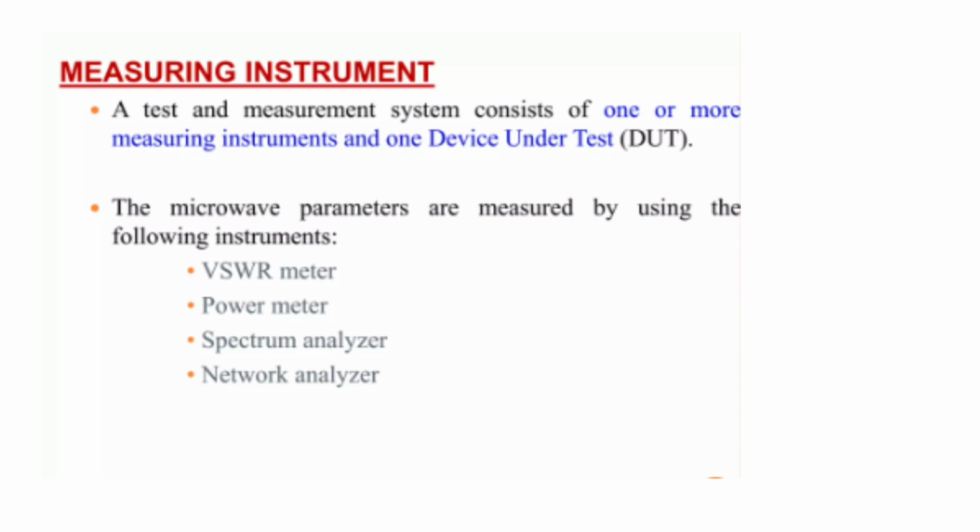So what is a measuring instrument? A test and measurement system consists of one or more measuring instruments and one device under test, which is DUT. The microwave parameters are measured by using the following instruments: VSWR meter, power meter, spectrum analyzer and network analyzer. These are all the instruments which are used to measure the microwave parameters.